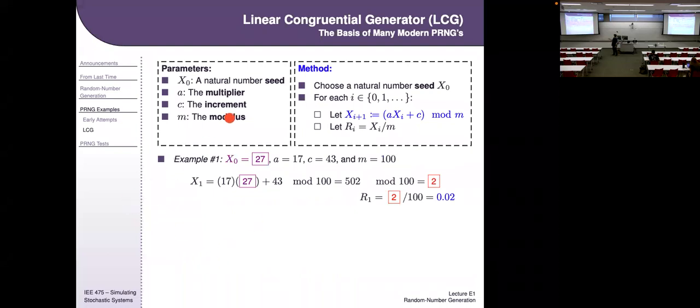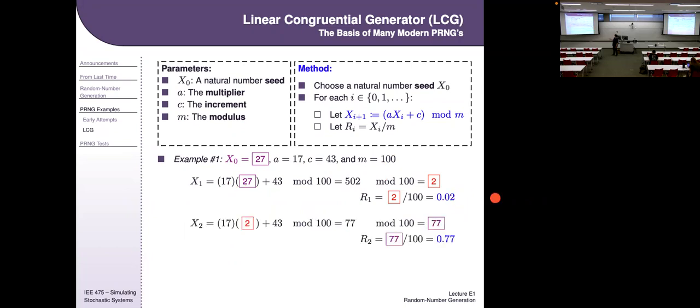As my example here, I start with a seed of 27. This is just like the homework. I have A, C, and M set to 17, 43, and 100. That ends up giving me a random number of 0.02. I take that 2, plug it back in, and it gives me a random number of 0.77, and so on. So it's pretty easy to apply, and relatively cheap.